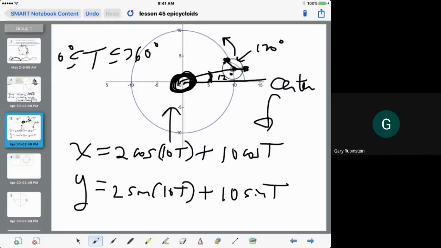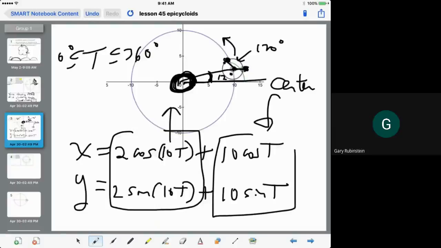And believe it or not, that's the answer. When you add those two things together, the point on the circle doesn't know that the circle's moving. But when I add on the circle's x and y, the center of the moving circle, when I add those two things together, the x's and the y's, the circle gets to move around, and it creates this pretty neat looking picture.